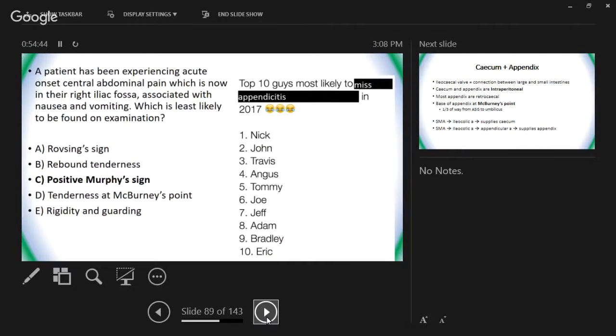So what we know, this is appendicitis, and just know your signs. Those are signs of appendicitis. Rovsing's sign, that's like your cross tenderness. You press into the left iliac fossa, and you'll get pain in the right iliac fossa. That's a sign of peritoneal involvement. Rebound tenderness, again, a sign of peritoneal inflammation. McBurney's point, classic. And then rigidity and guarding, same thing, peritoneal involvement.